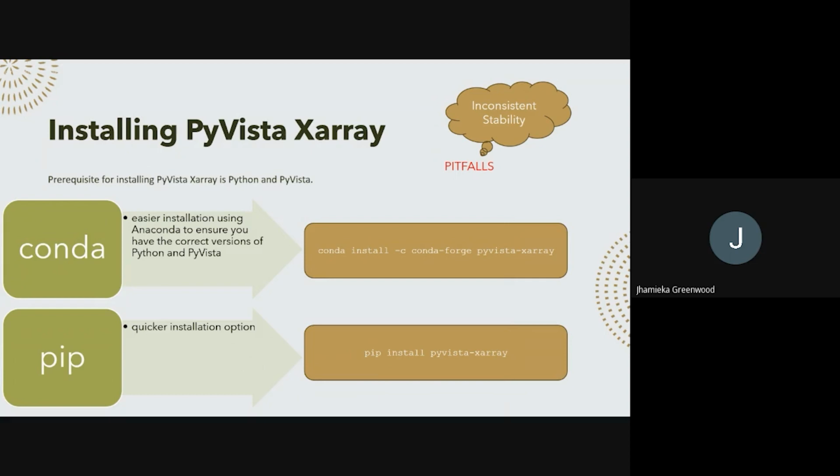Same thing, all you need is Python and PyVista. You have two pathways to install it: Conda, using Anaconda, which is easier to make sure everything is compatible with each other, and the quicker option, pip install. And same thing with the pitfalls, just making sure everything is consistent with the versions for everything to work together.